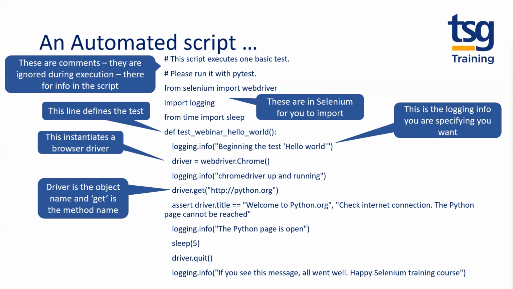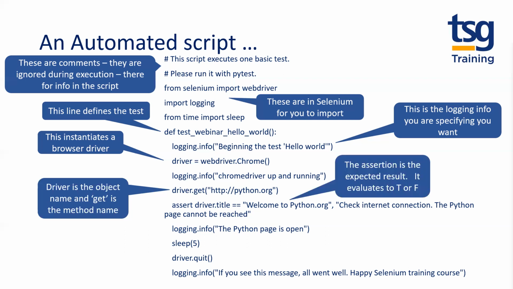The next step is to navigate to the web page that you want to actually test, and you do this by invoking the get method on the driver variable. And the get method takes the URL of the web page that you want to use as an argument.